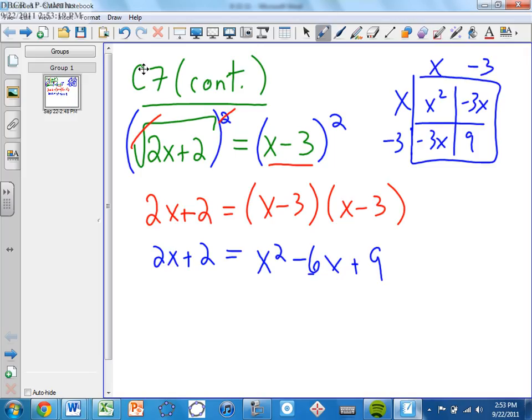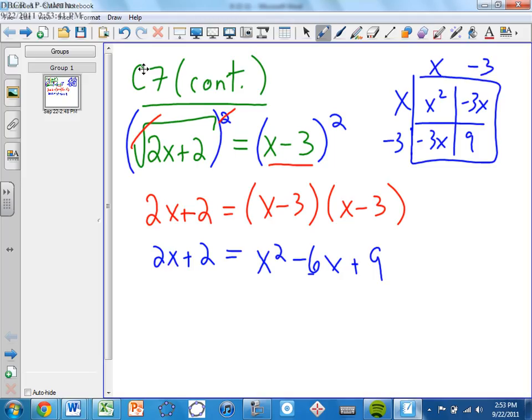Eduardo? Why is it negative 6? Because we've got a negative 3 here. When we multiply that by the inner part, you're going to get negative 3x. We have a negative 3 here. When you multiply that on the outer, you're going to get negative 3x. Negative 3 and negative 3 gives us negative 6. If it was negative 3 and positive 3, that's when they cancel.